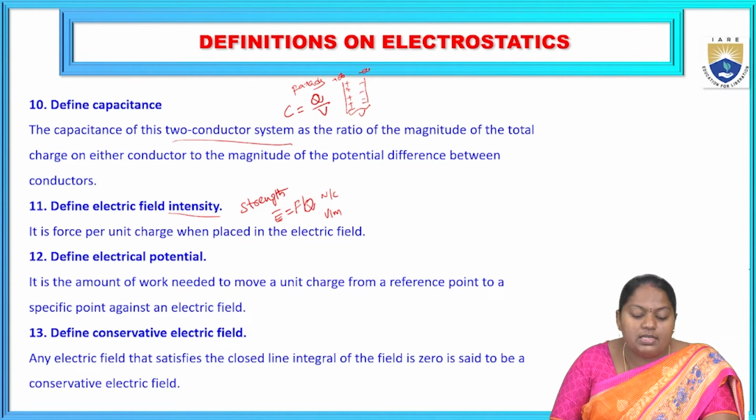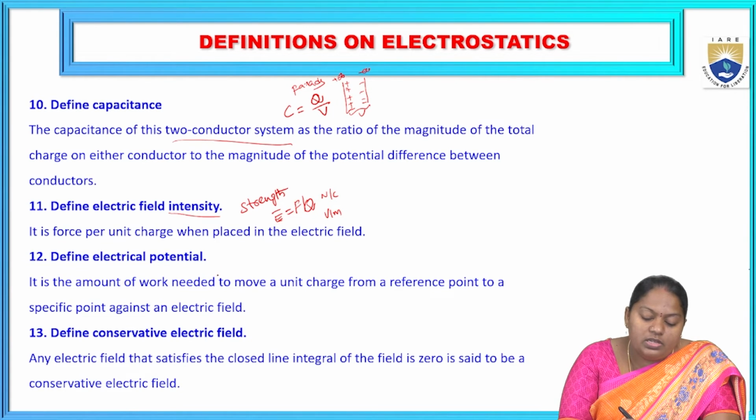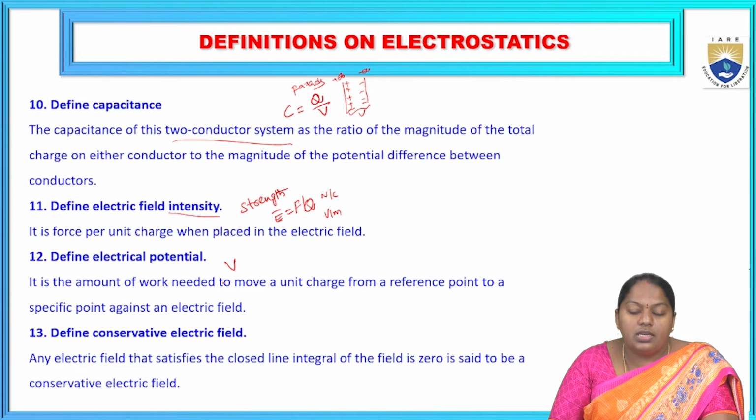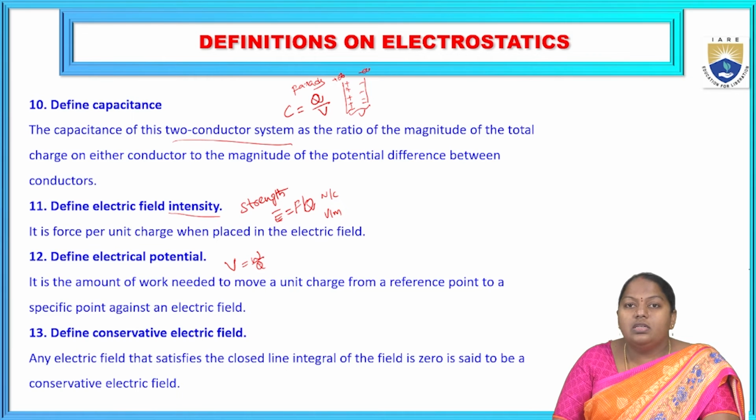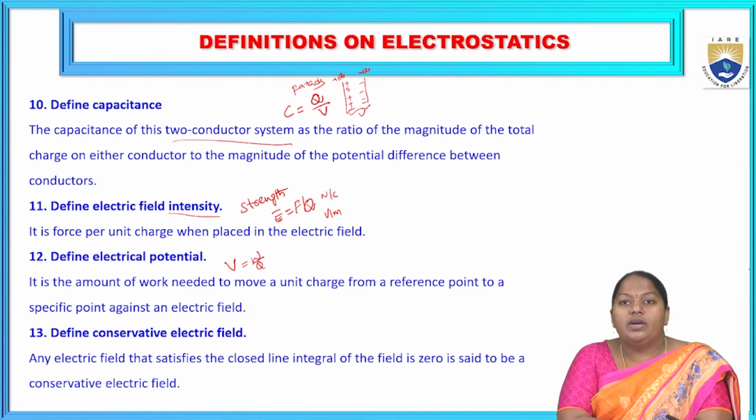Next, define electric potential. It is the amount of work needed to move a unit charge from a reference point to a specific point against an electric field. Electric potential, in general, has the notation V; work done per unit charge is said to be the electric potential. So V equal to W by Q.